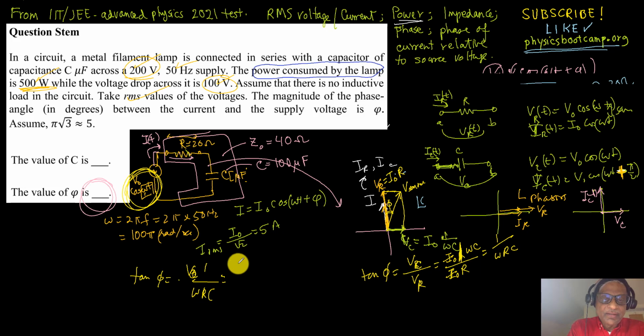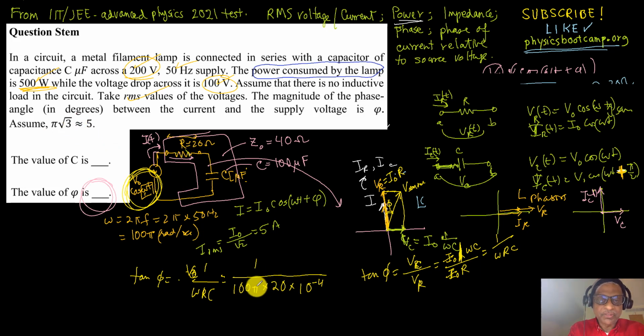So we already got all the values: omega is 100 pi, R was 20 ohms, and C was 10 to the power minus 4. So we need to look at the calculator and see what the answer gets. Probably I don't need the calculator. See, they gave you that pi: pi is 5 over square root of 3.